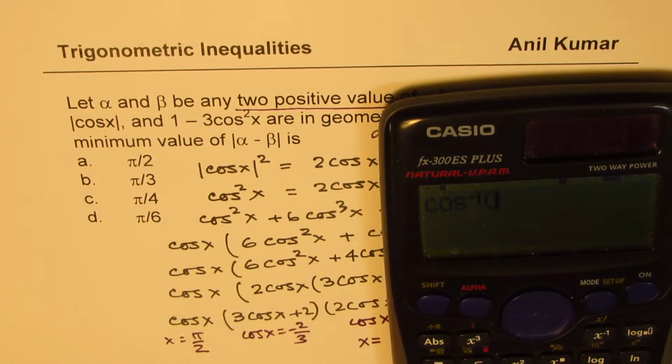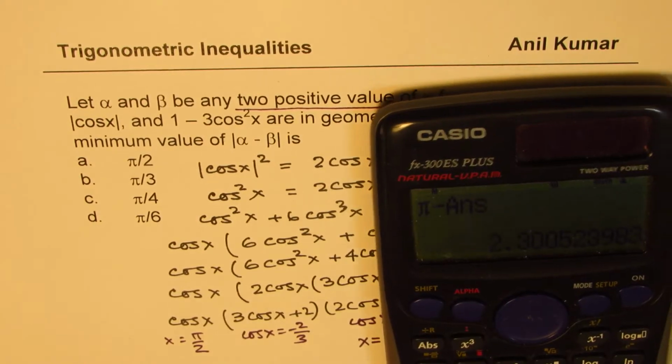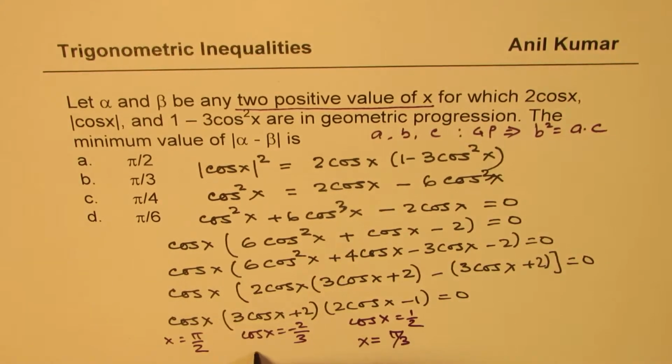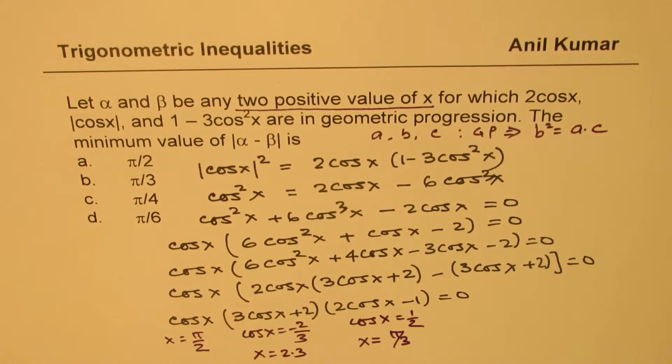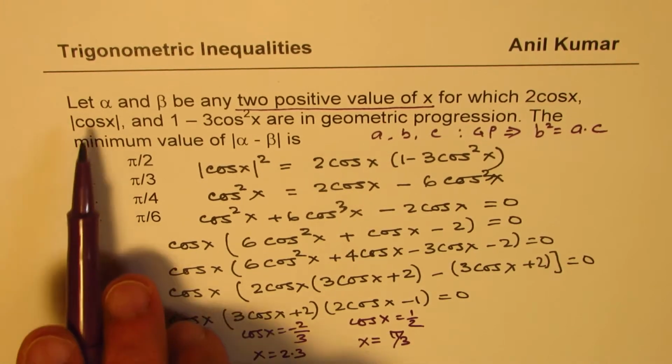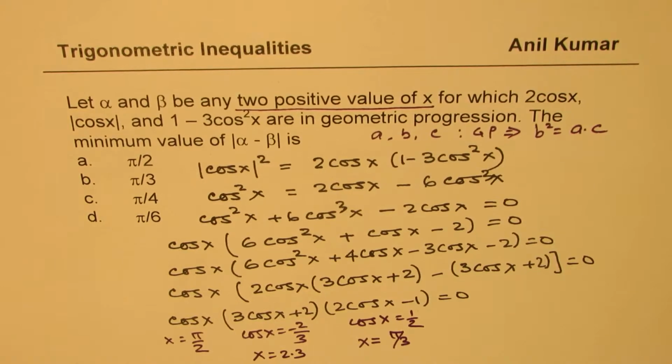So we get shift cos inverse 2 divided by 3 equals. We get 0.84, and that is for positive value. For the negative value, it'll be pi minus this, right? So shift pi minus the answer equals to 2.3. So here we get x is equals to 2.3 radians, right? So those are the values which we get for possible values of alpha and beta.